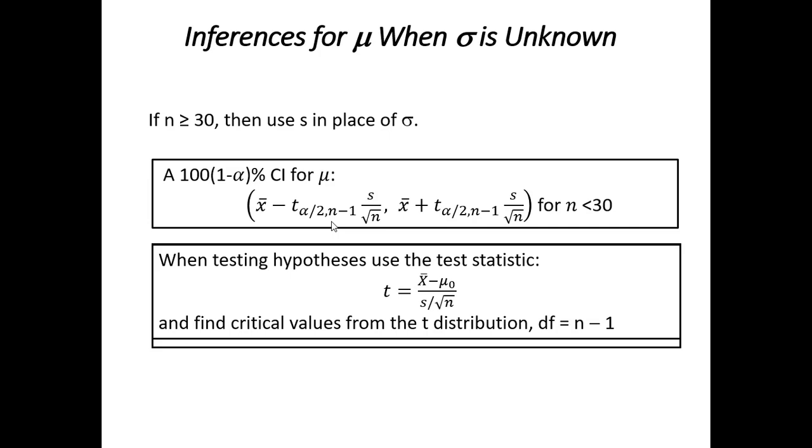When testing hypotheses, I have a formula very close to what we had before. Same numerator, x bar minus the hypothesized mean. Now here we're just using an S instead of sigma over the square root of n. The critical values come from the t-distribution with degrees of freedom given by n minus 1.